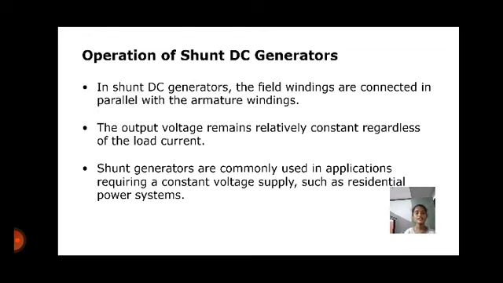Operation of shunt DC generators. In shunt DC generators, the field windings are connected in parallel with the armature windings. The output voltage remains relatively constant regardless of the load current. Shunt generators are commonly used in applications requiring a constant voltage supply such as residential power systems.